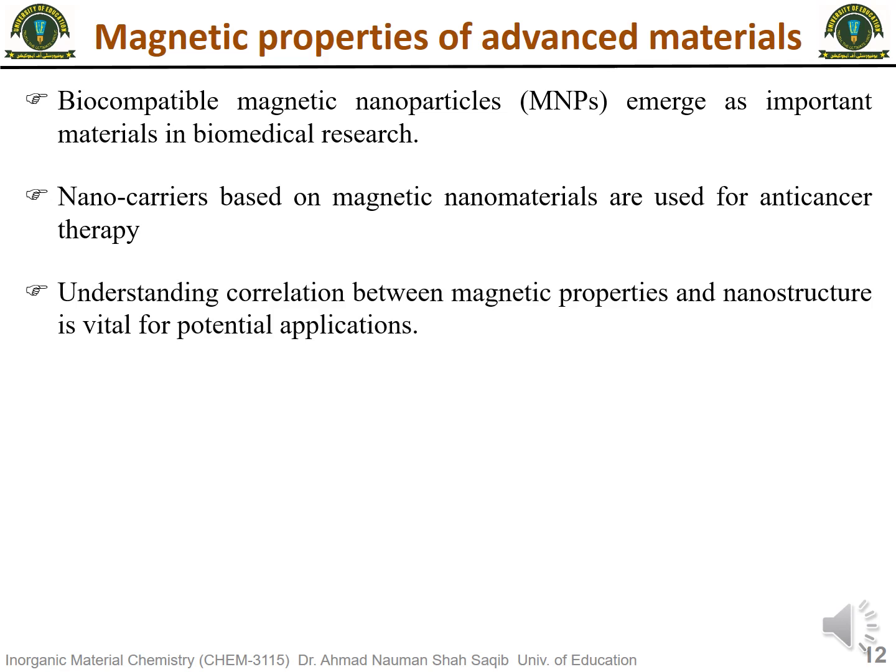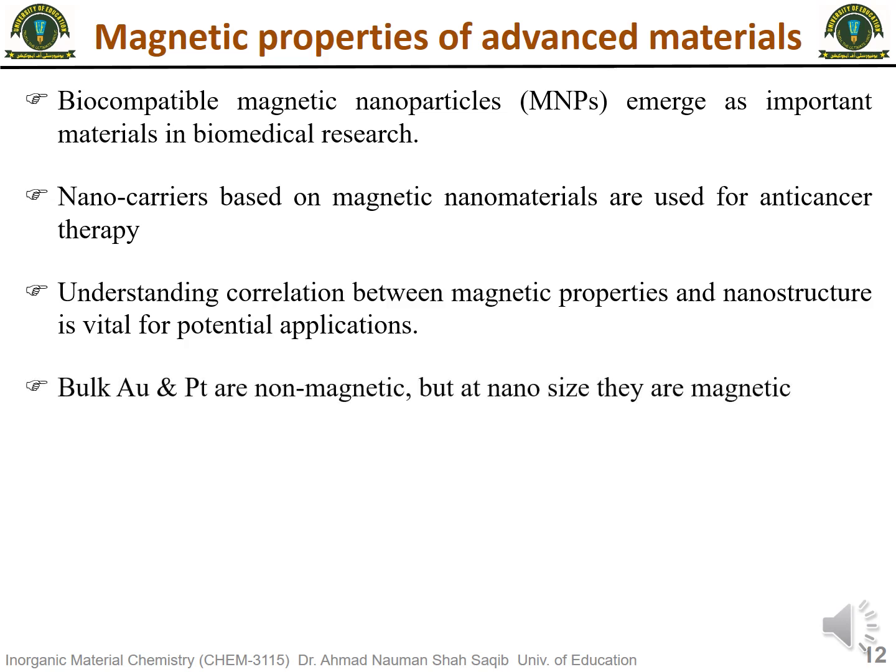However, when we talk about the use of magnetic materials for different applications, understanding the correlation between the magnetic property of a material and its structure or nanostructure is really important for potential applications. Depending on where you have to use a magnetic material, you have to synthesize those materials with a specific nanostructure, and that will enhance the efficiency of those substances for a particular application.